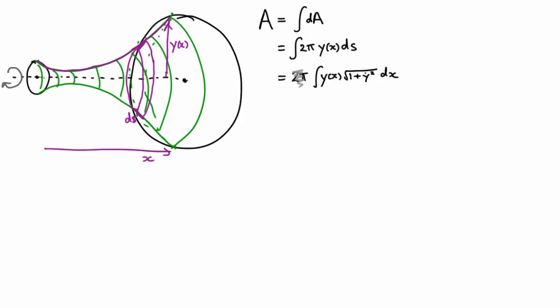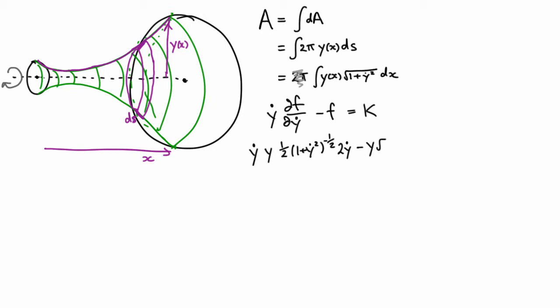Now we can solve this using the Euler-Lagrange equation, or we could use the Beltrami identity, because this again does not depend on x explicitly. So the Beltrami identity is that y dot ∂f/∂y dot minus f is some kind of constant, and we can calculate that. We've got a y of x, we've got this derivative with respect to y dot, minus a half, chain rule, we've got a 2y dot popping out of that, minus our f equals k. Some of these cancel.